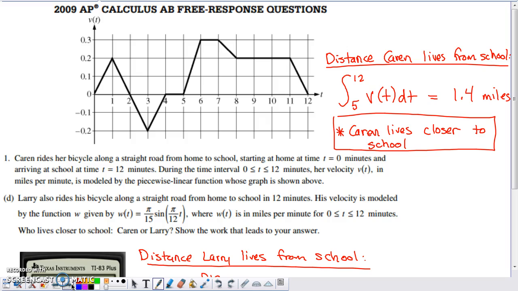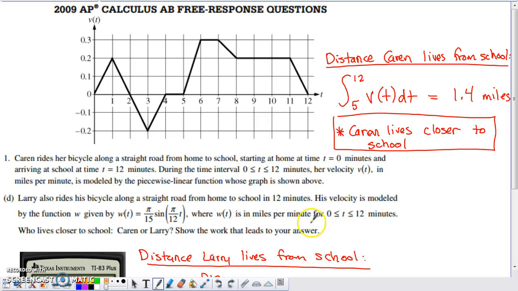And then the last piece of this says that Larry also rides his bicycle on a straight road from home to school, and it takes him 12 minutes. His velocity is modeled by the function w of t. So this represents Larry's velocity at any time on the trip from home to school, also being measured in miles per minute. Who lives closer to school, Karen or Larry? Show the work that leads to your answer.